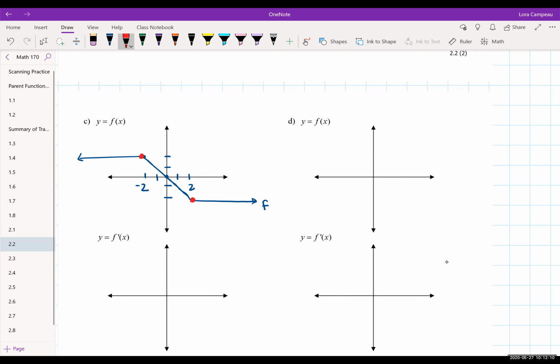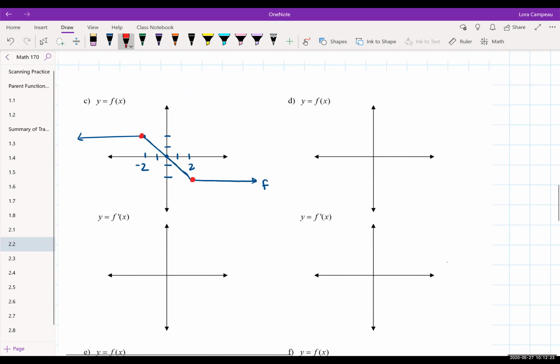Maybe I shouldn't say undefined, they just don't exist. Let me see if I could also break this up. So once you figure out where derivatives don't exist, where the derivative's 0, you can break the x-axis up into a few different regions. It's how I like to look at it.